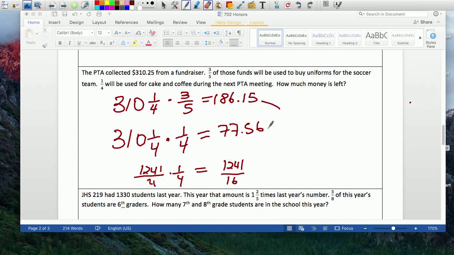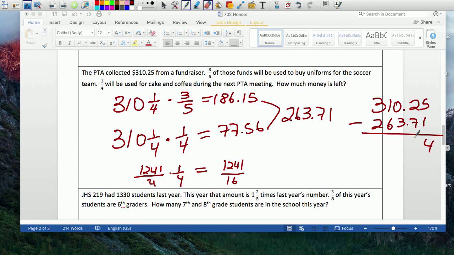So to find out how much we have left, I'll simply add my expenses, right? 186.15 plus 77.56. So that means the PTA has used $263.71, which I'm going to deduct from what we originally have. And we get 4. 12 minus 7 is 5. That was a 9. Minus 3 is 6. That was a 10. Minus 6 is 5. And that. So how much do they have left over? $56.54. Okay.